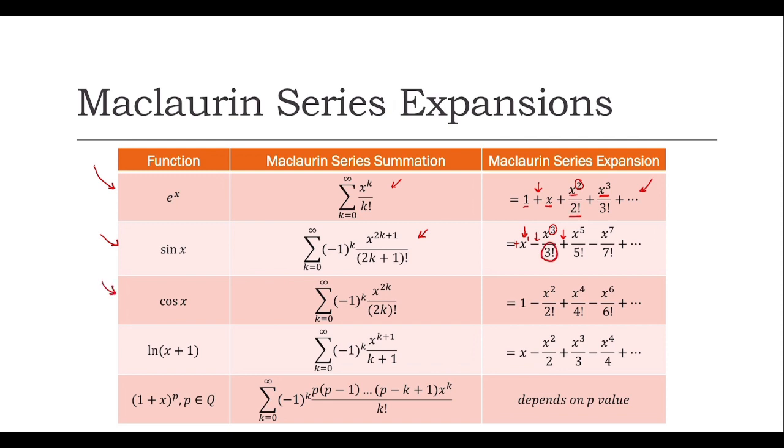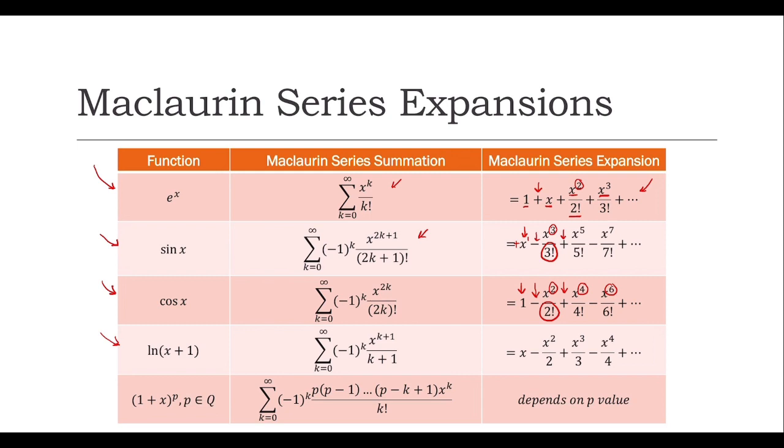For cosine of x, it's the sum from k equals 0 to infinity of negative 1 to the k times x to the 2k over 2k factorial. So for this one, you start with a constant, and you're using all the even degrees. So you have x to the 0, which gives you your constant. Then we have x squared, to the fourth, to the sixth, and so on. And then your second term will be negative, and the signs are going to rotate from negative to positive, and your degree matches your factorial in the denominator.